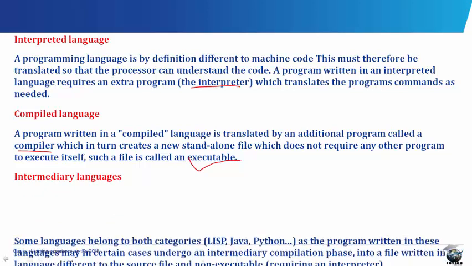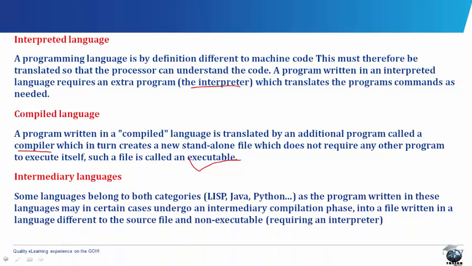Now, an intermediary language can be said to be of both categories. That is, it is both a compiled language and an interpreted language. Examples are Lisp, Java, Python, and so on. The programs written in these languages may in certain cases undergo an intermediary compilation phase into a file written in a language different to the source file and non-executable, requiring an interpreter.